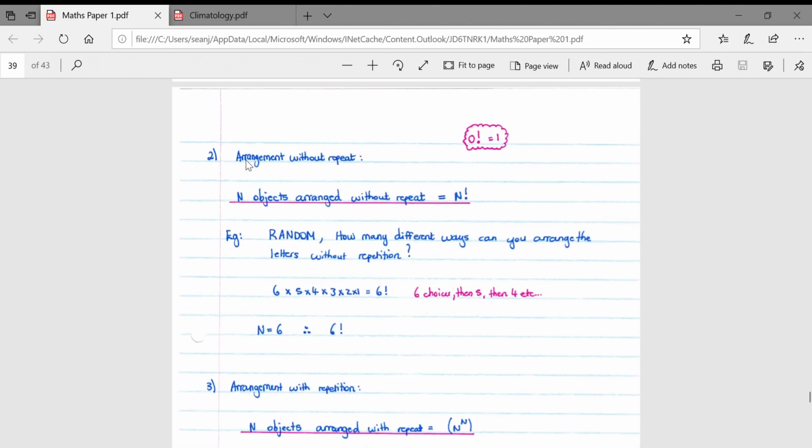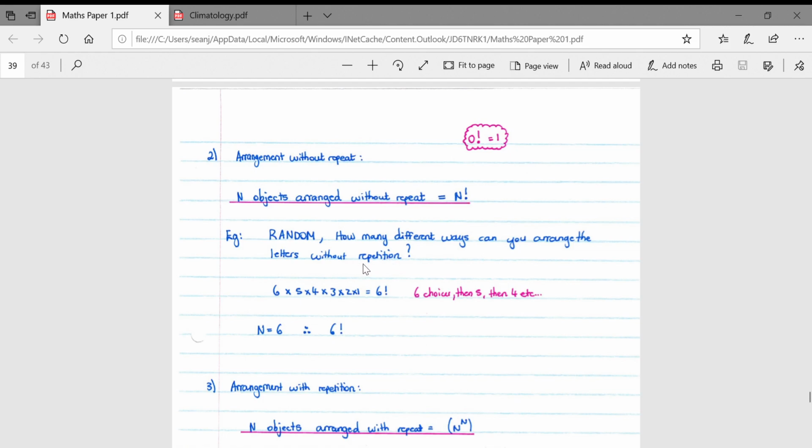Then we look at arrangements without repeats. N objects are arranged without repeats. You use something called a factorial, which is basically this exclamation mark kind of thing. It can be found on your calculator so that you don't have to write out 6 times 5 times 4 and so on. So if we look at this example, take the word random. How many different ways can you arrange the letters without repetition?